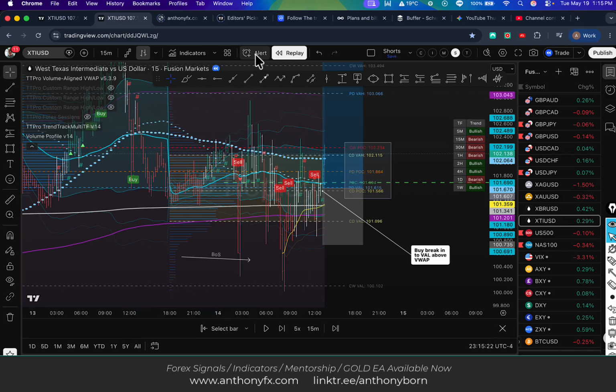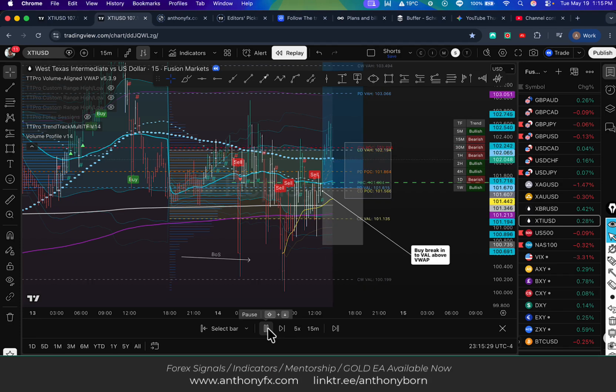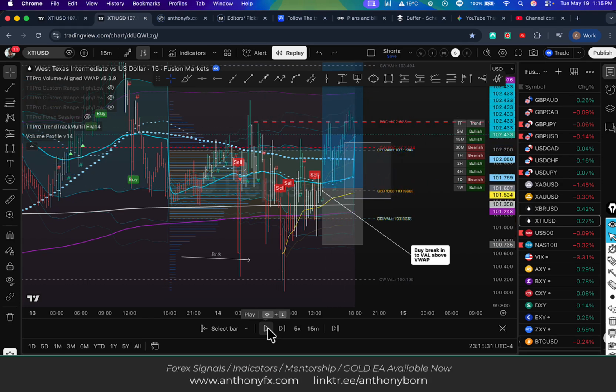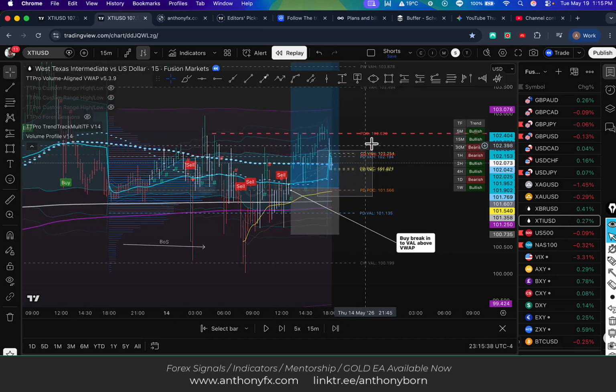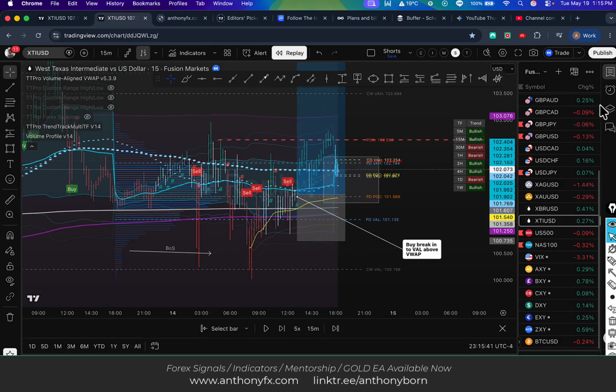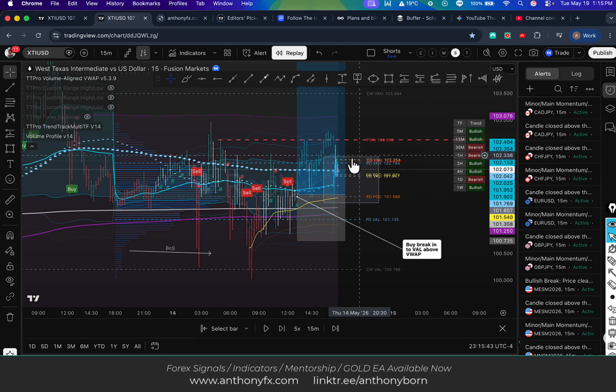So if we run this, I'll run it on 5 times. Just have a look and see. Hold it there. There was a signal that flashed. That was a breakout above this level here, and it went off. That's okay. On and off. When it flashes, it'll show up over here, and you can come in and look at that and see whether you want to get involved.